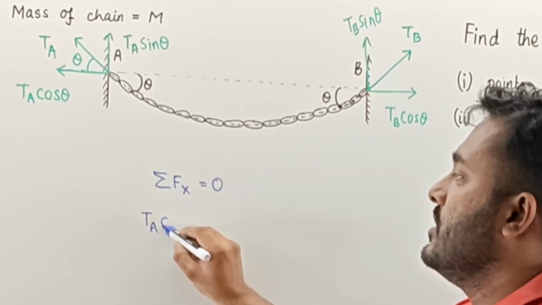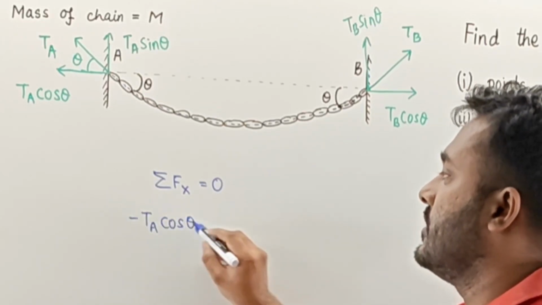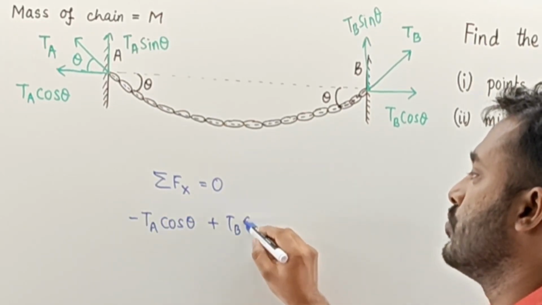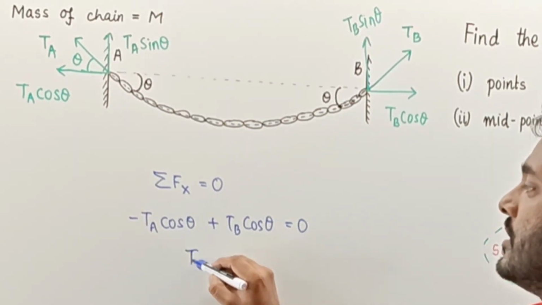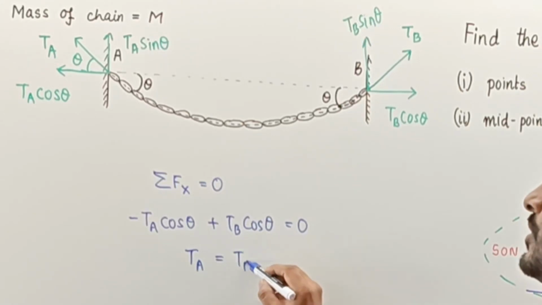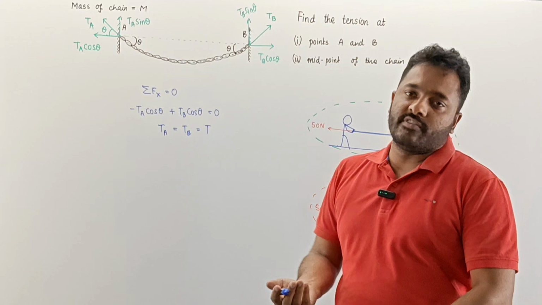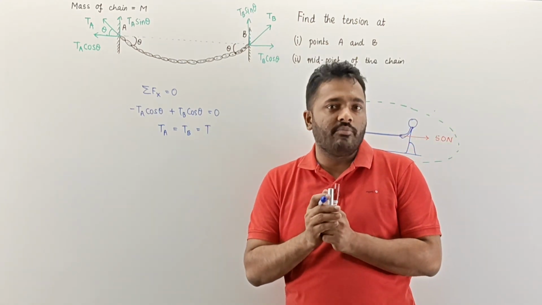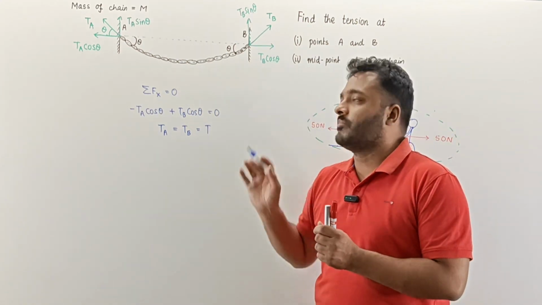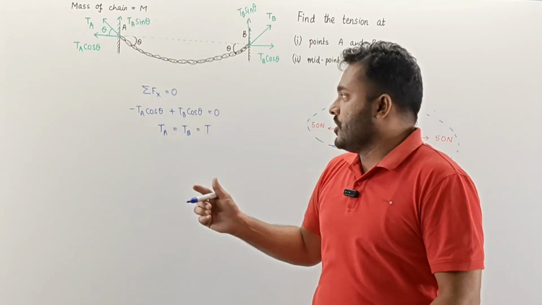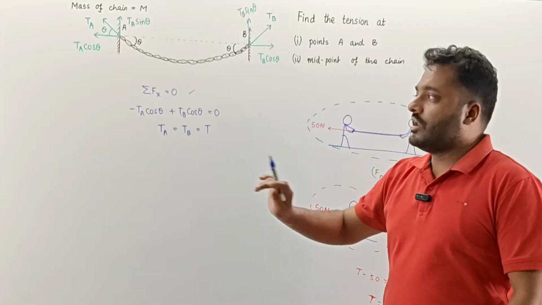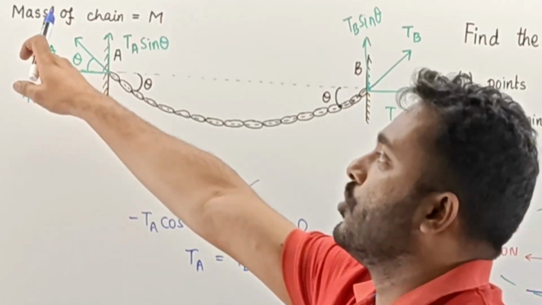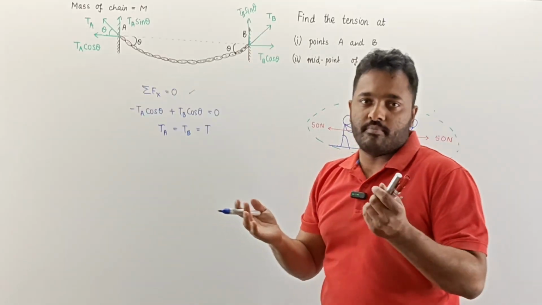So we can say TA cos theta towards left and TB cos theta towards right must sum together to become 0. So from here it is clear that tension at point A is equal to tension at point B, that is T. We can also directly say that tension at both points A and B will be the same because the diagram is symmetric in nature. But if we want to establish that the two tensions are equal, then we can definitely use this equation and establish that tension at both points A and B are the same.